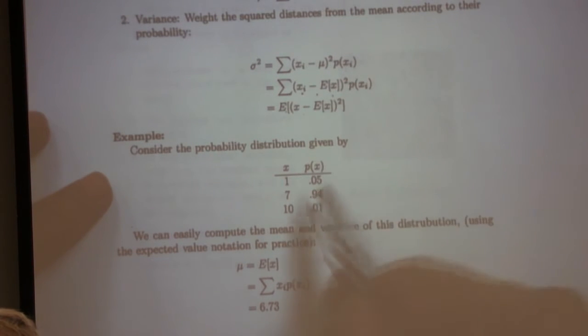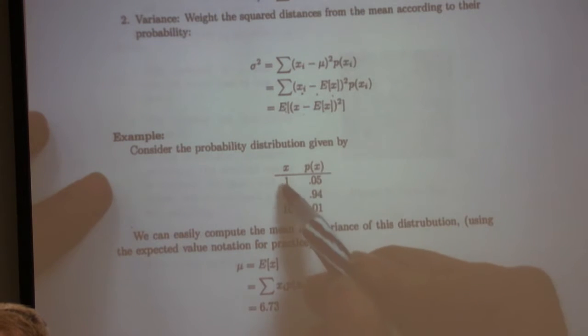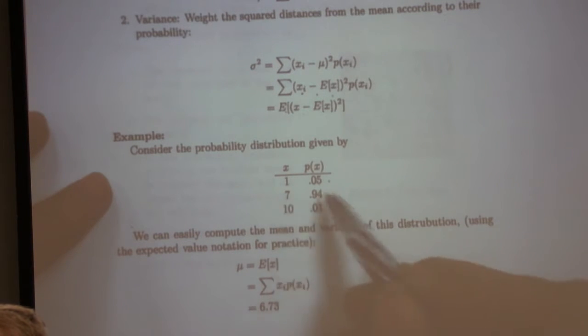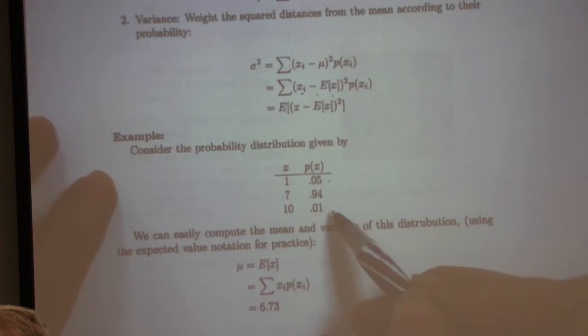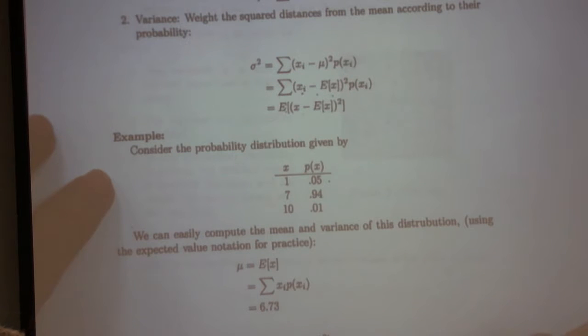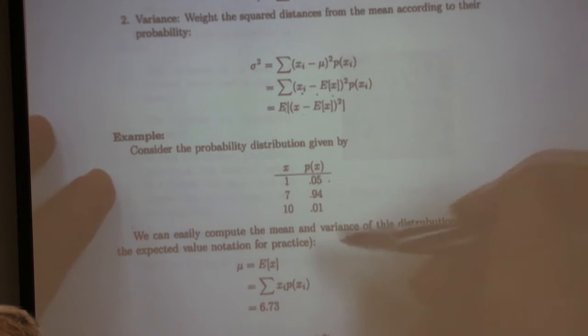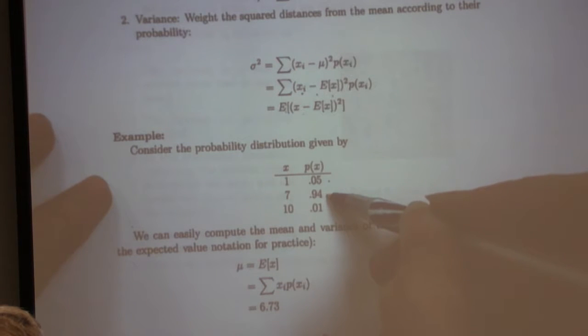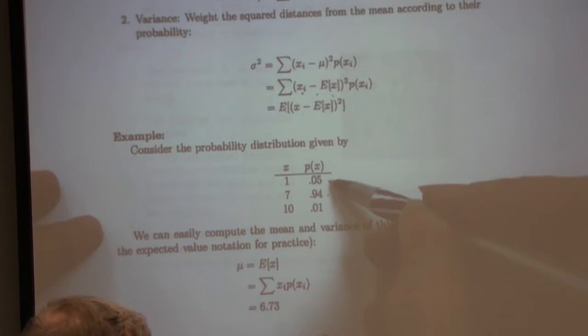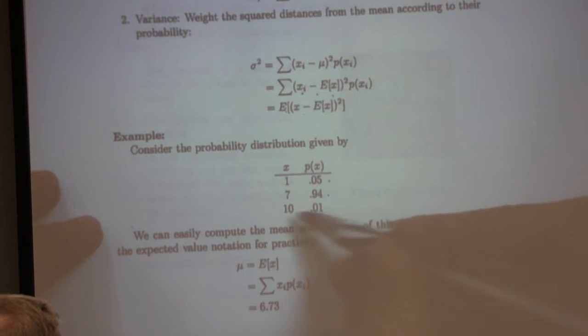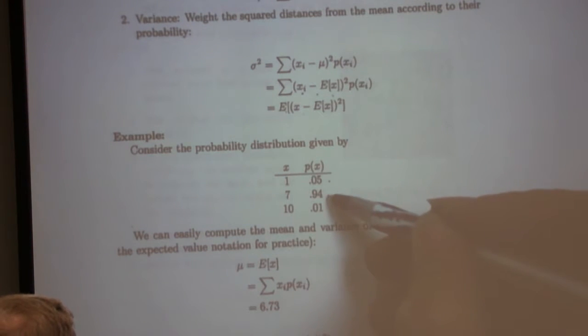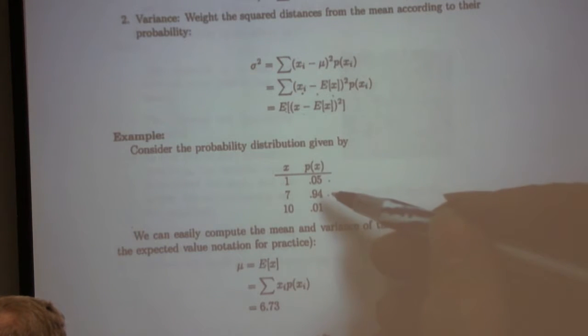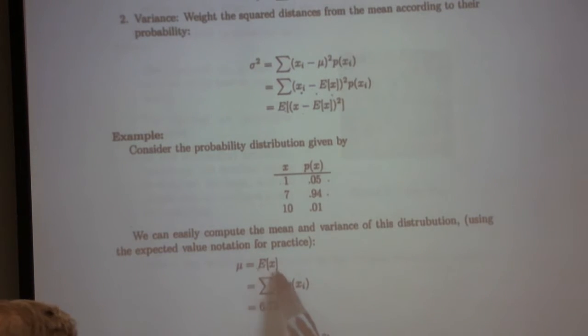As a quick example, here's the value of the variable. A value of 1 occurs 5% of the time. A value of 7 occurs 94% of the time. And a value of 10 occurs 1% of the time. What is this variable doing? Most of the time it's just sitting around 7, right? 94% of the time it's landing on 7. 5% of the time, I mean 1 time out of 20, it's landing at 1. And 1% of the time it lands on 10. So the mean of this thing has to be relatively close to 7, because that's the value of the variable most of the time. Sure enough, the expected value for this variable, value times its associated probability, adds to a little below 7, which is exactly what we thought, right?